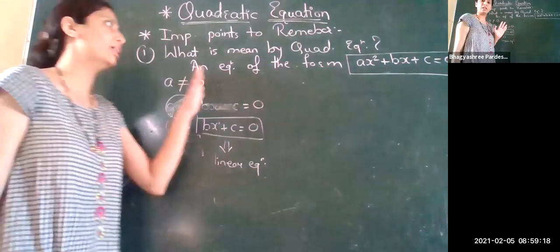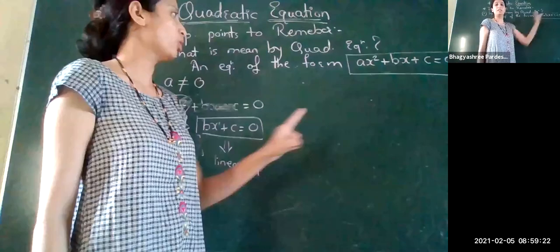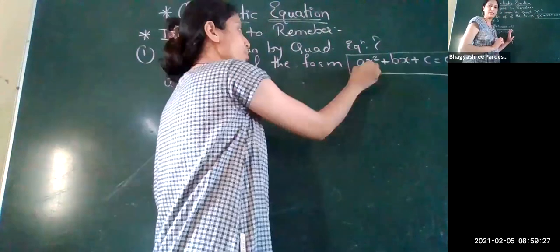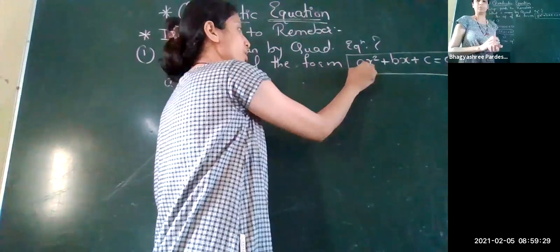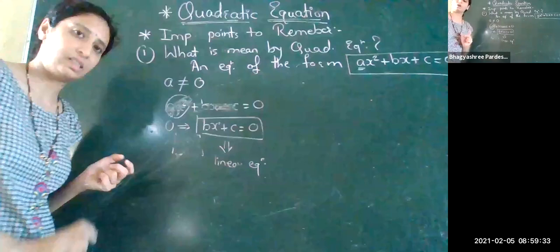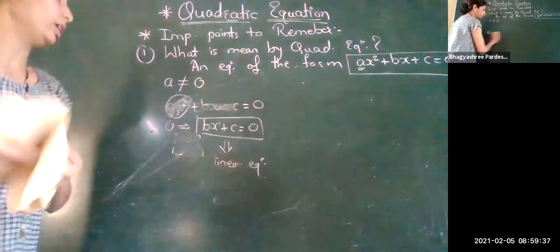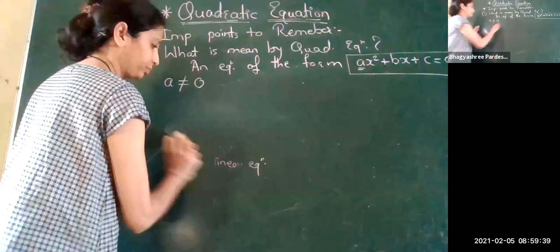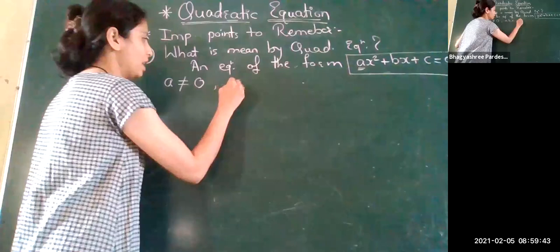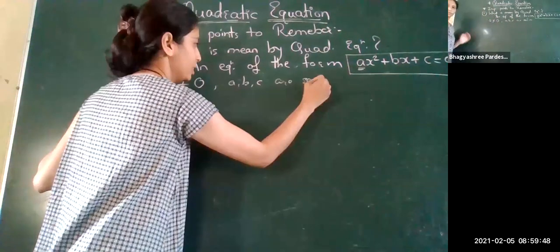What is meant by quadratic equation? An equation of the form ax square plus bx plus c is equals to 0, where this a must not be equals to 0. That means we must have the x square term. Then and only then can we say that the given equation is a quadratic equation. Hope you know this very well. Where all these terms a, b, c are nothing but real numbers. Real numbers means the numbers which are present on the real line, that is the number line.